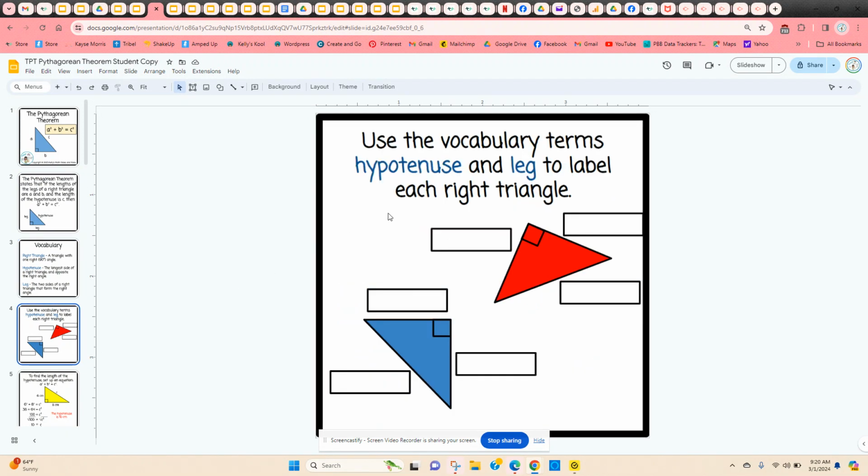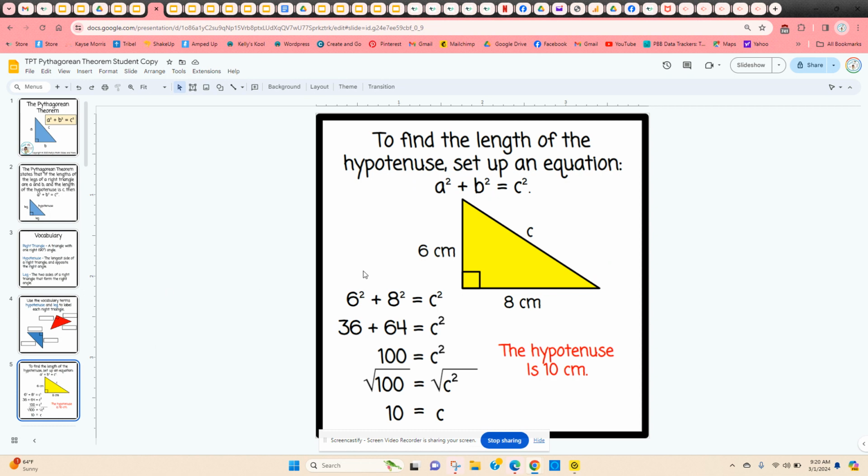And on the next slide, they're just going to type in either hypotenuse or leg to label these two right triangles. Now students are given an example of how to solve for one of the missing sides of a right triangle. So we're going to use that formula a squared plus b squared equals c squared, where a and b are the two legs, c would be the hypotenuse.